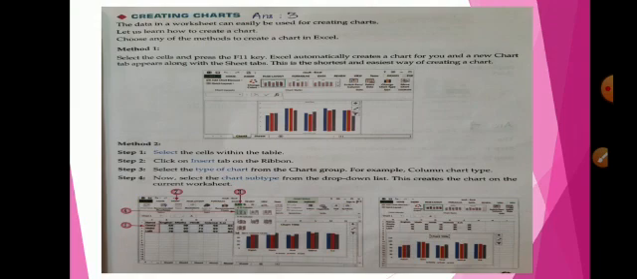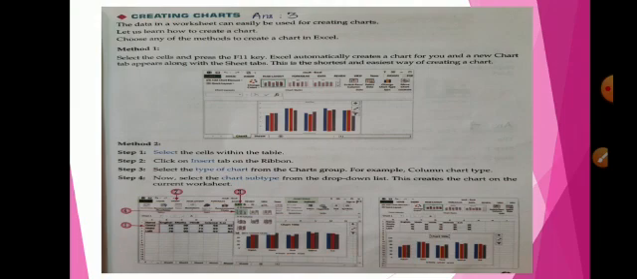Difference between column and bar chart. First, we have to write the first point. A column chart displays data in the form of vertical bars, and a bar chart displays data in the form of long rectangular horizontal bars. This is their first point.